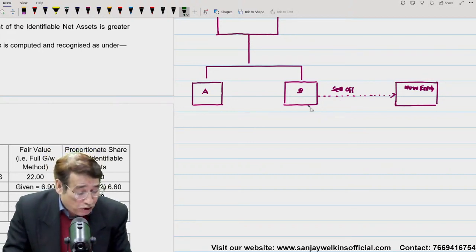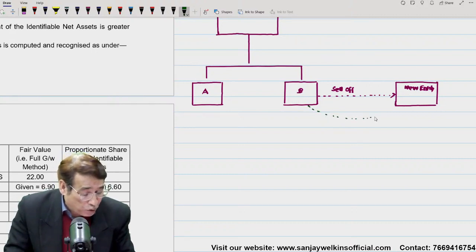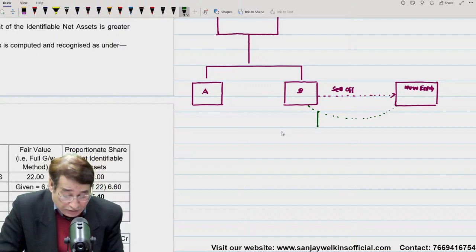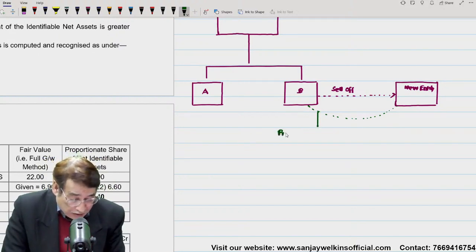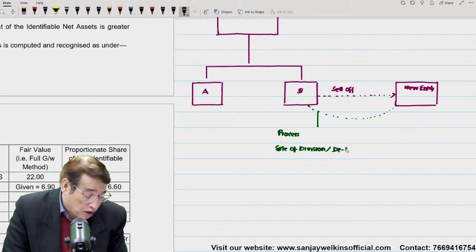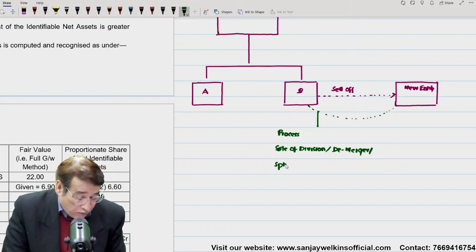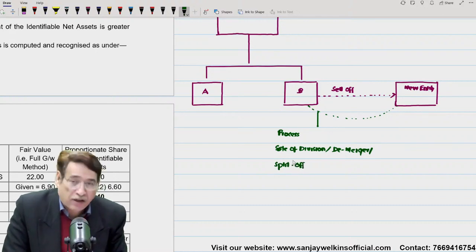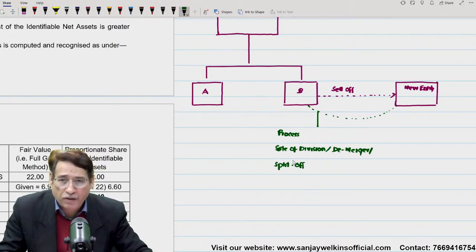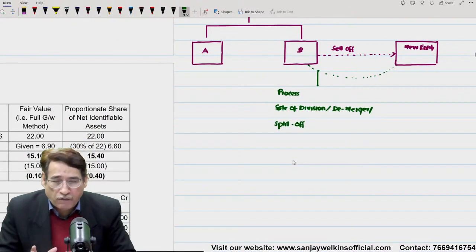When this entity, as I told you, sold this particular division to a new entity, what will this process be known as? This process is known as sale of division. It is known as sale of division, or this process is known as demerger. This process shall be known as sale of division, demerger, or simply split off. I already told you in the beginning of the session that all these three terms we are going to use concurrently, and not only concurrently but also synonymously. I hope everything is clear up to this point. Please give me a very quick reply. Is it clear to everyone up to this particular point?